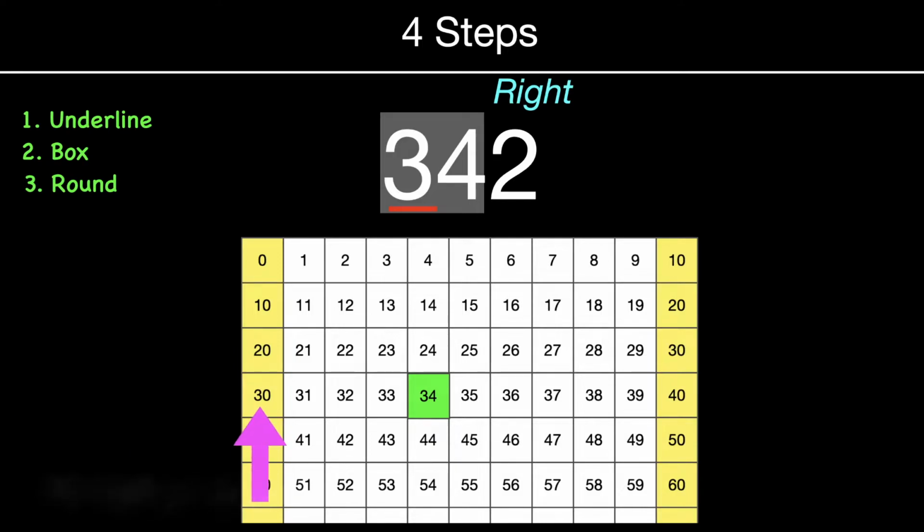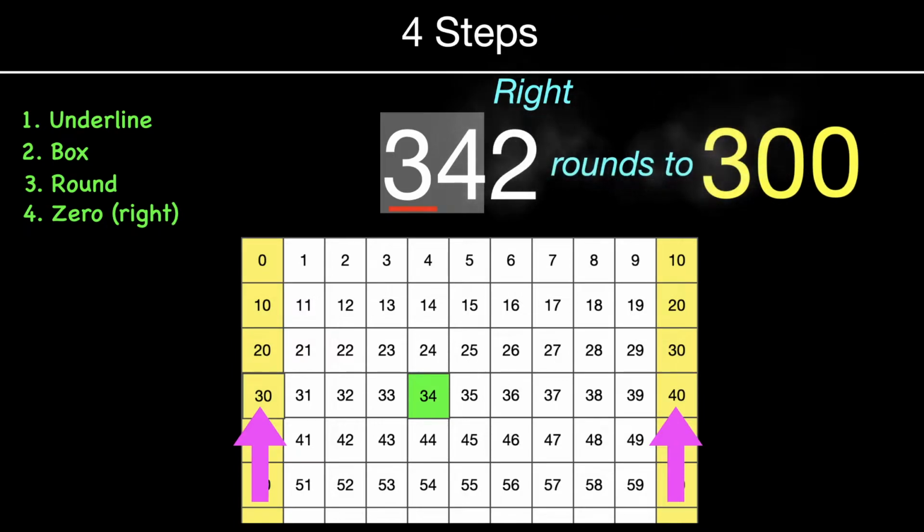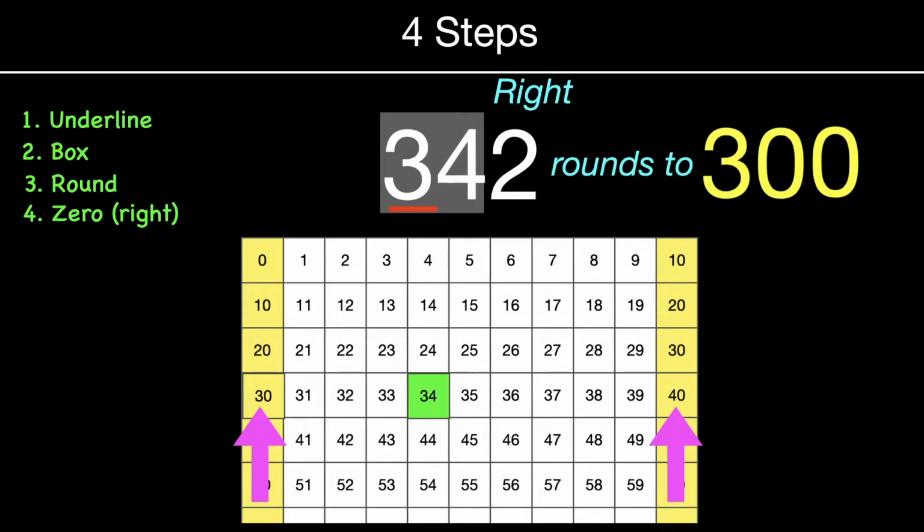34 is in between 30 and 40. We have to pick one of those two numbers, but it's closer to 30. So our last step is we take the 2 on the right and turn that into a 0. So we would read this number as 342 rounds to 300.